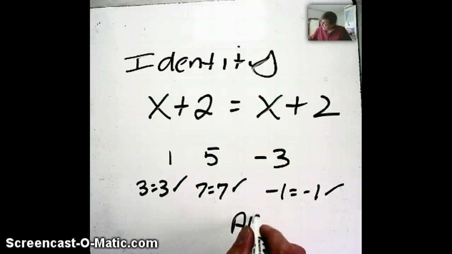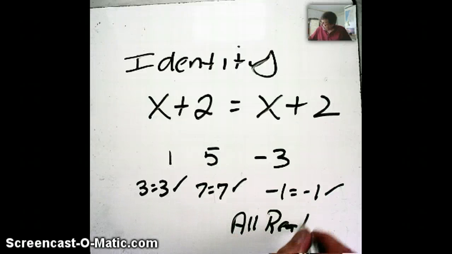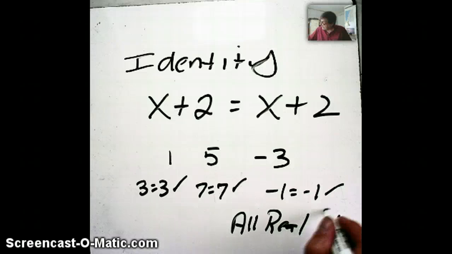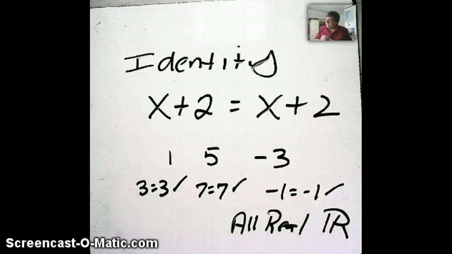So I could say all real, or I could say this symbol, which means all real numbers. Or I could just use the word identity. It's an identity. In other words, whatever answer I put in there, it will be true every time. So, that number will always equal that number.